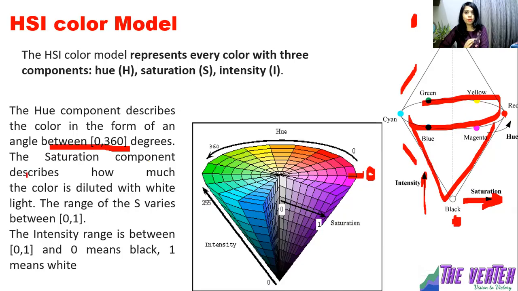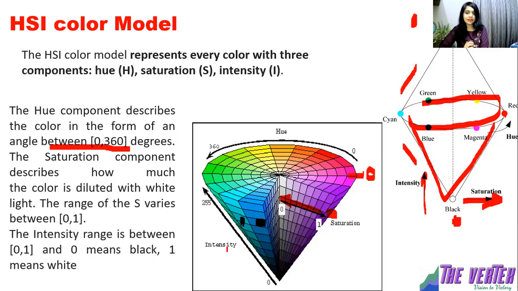The saturation component describes how much color is diluted with white light. As I showed you, in this direction the saturation is diluted. In this direction it is in the purest form. So here the color is in its purest form. The range of saturation varies between 0 to 1. 0 means it is impure form, 1 means it is pure form.